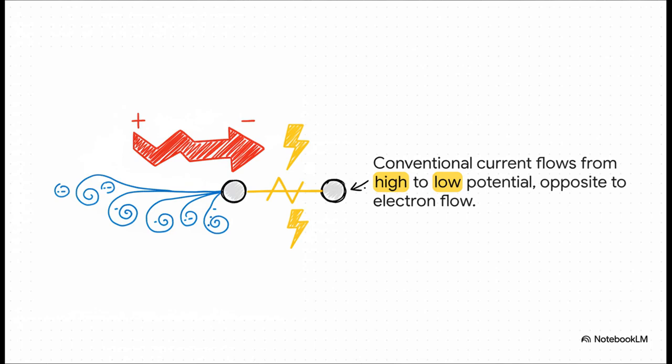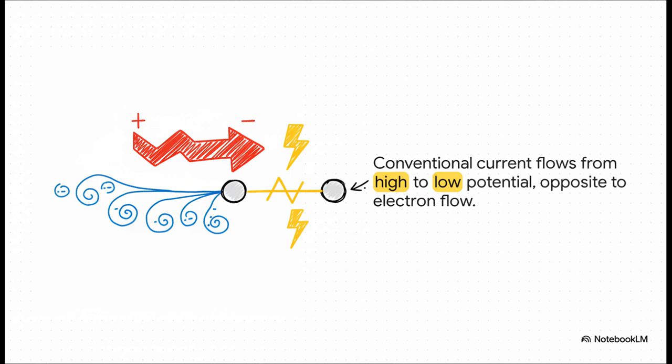Okay, now here's where things get a little weird. And honestly, kind of cool. It's a historical quirk. We define the direction of current as flowing from high potential, you can think of that as positive, down to low potential, or negative. But here's the catch. We later found out that the actual things moving, the tiny electrons, are negatively charged, so they actually flow in the opposite direction.